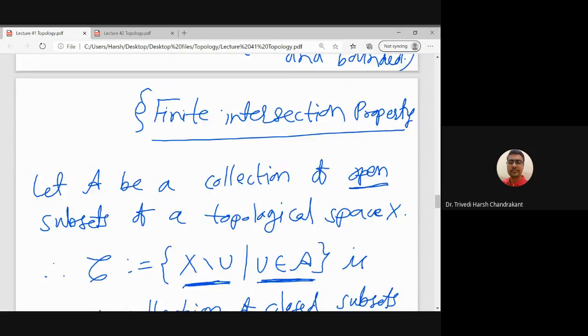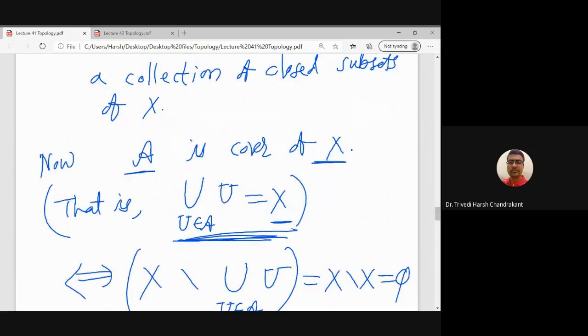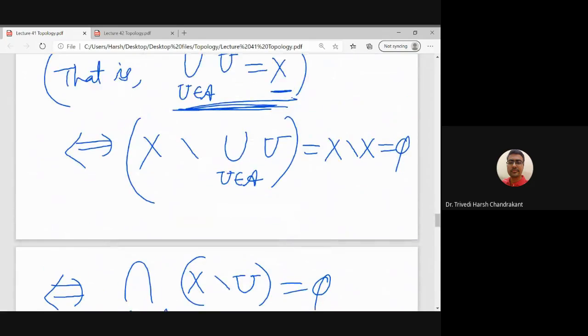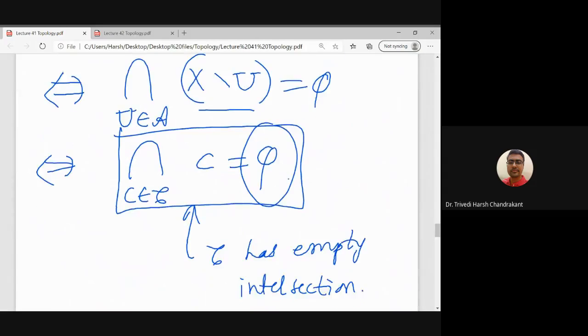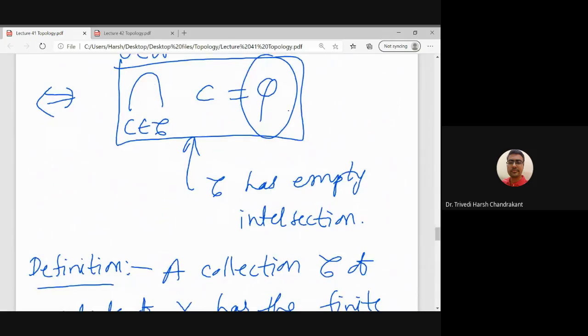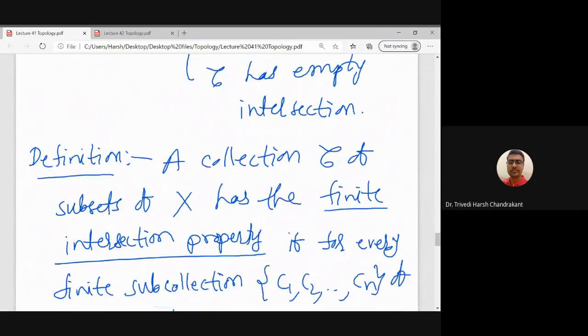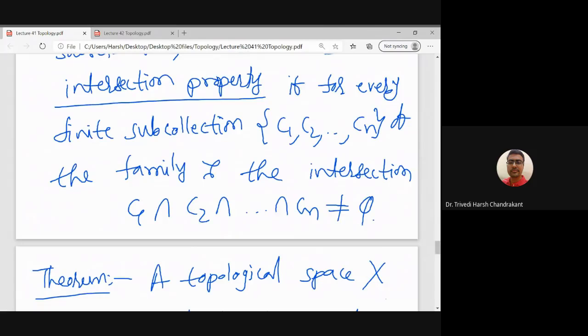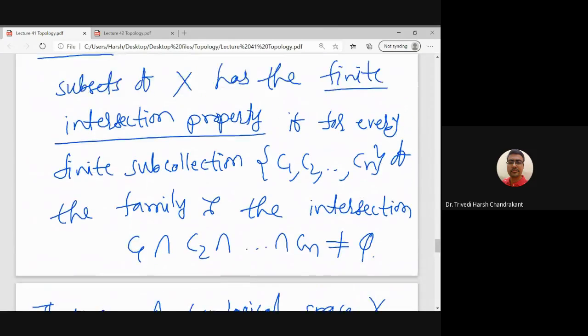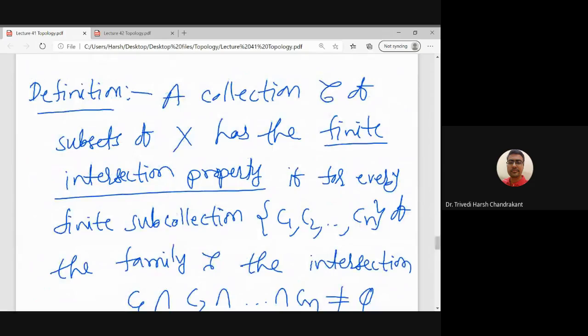Then we get the family C, and A covers X if and only if the intersection of all elements of family C is the null set. So this condition is known as C has empty intersection, or the total intersection of C is empty. And in particular, if you take only finitely many elements of C whose intersection is always non-empty, then such a collection C is known to satisfy the finite intersection property.